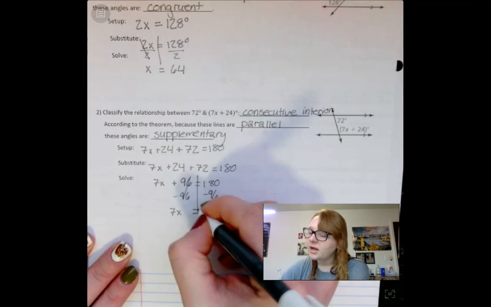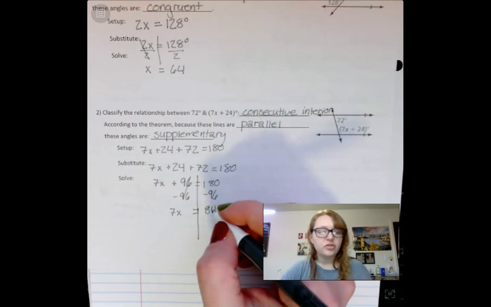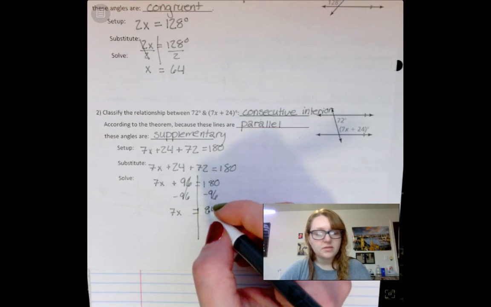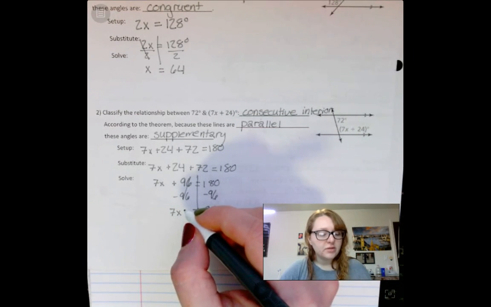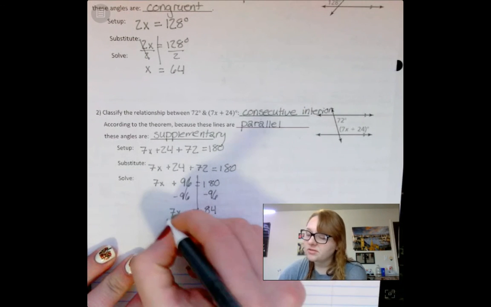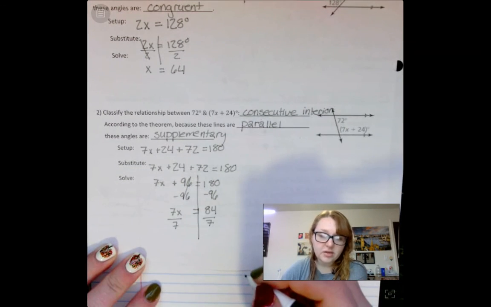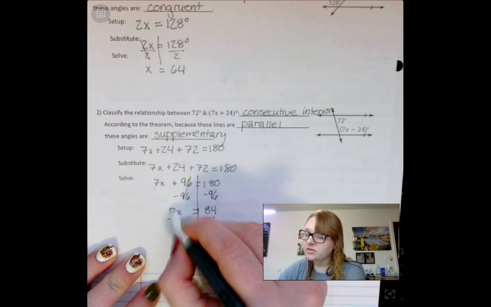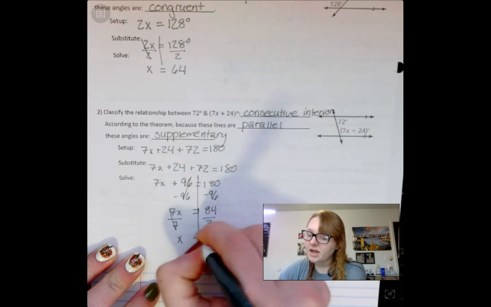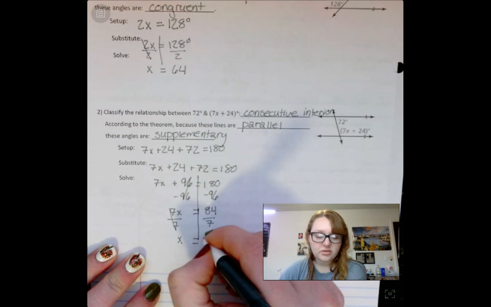Okay, I don't see any more addition or subtraction, so now we are going to move on to multiplication and division, and I see some multiplication going on between our 7 and our x, so to get rid of that multiplication, we are going to have to divide by our coefficient of 7, once on each side of the equal sign. Multiply by 7, divide by 7, those are going to cancel, leaving us with a positive 1x. And then 84 divided by 7 is going to give us 12.